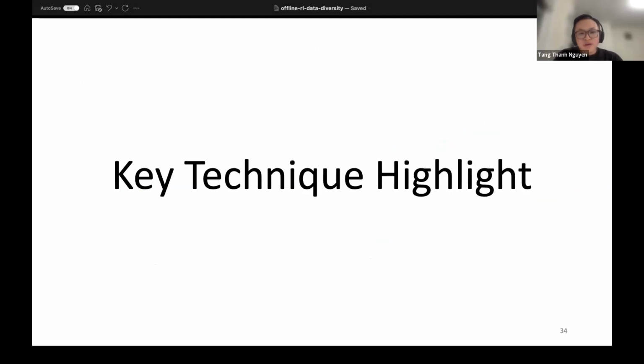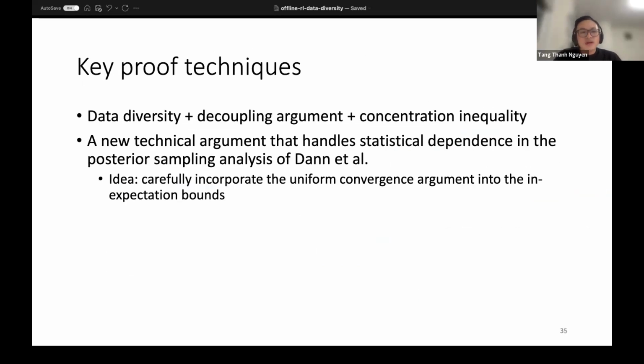So let me go briefly into the technical parts of this result. I just give very informal and very high level steps in this game. Basically, the key proof techniques in our analysis are a combination of data diversity, a decoupling argument, and some basic concentration inequality.